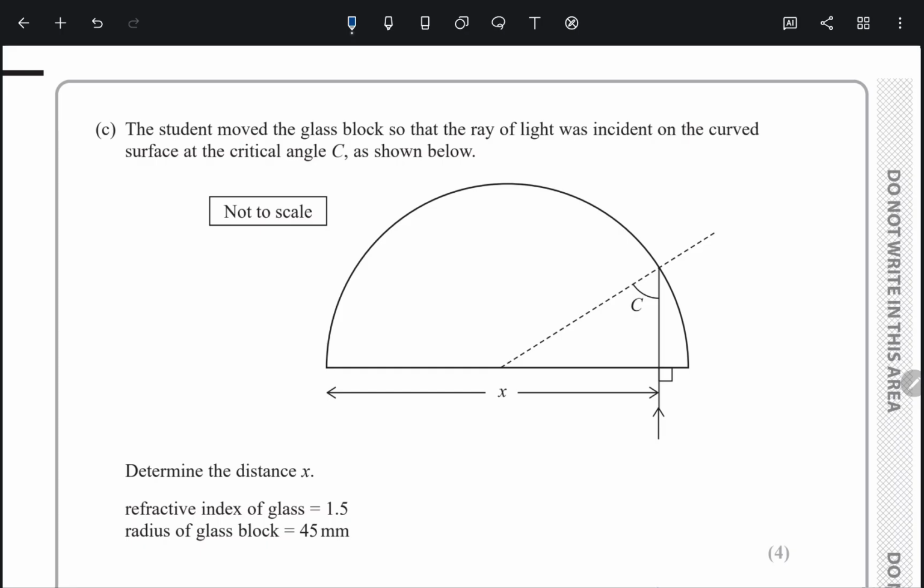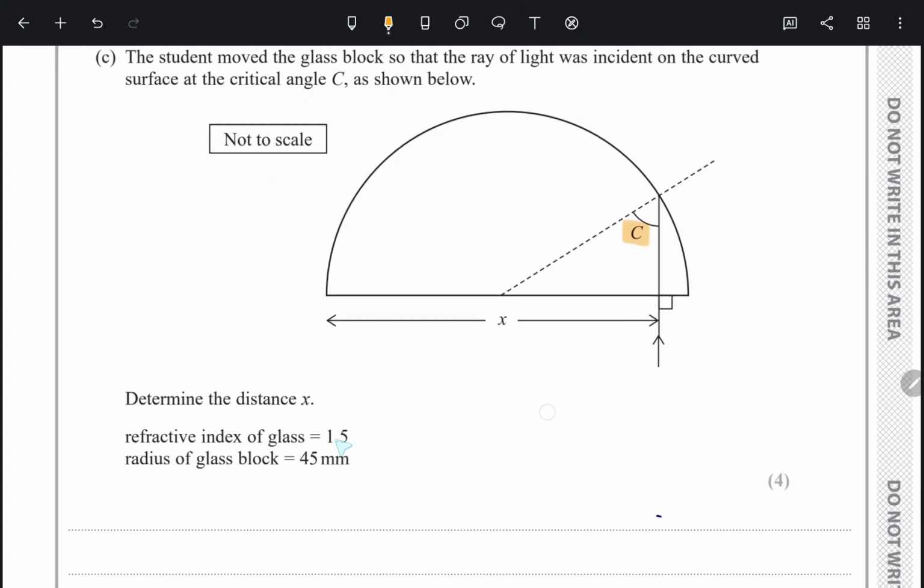Part C says, the student moved the glass block so that the ray of light was incident on the curved surface at the critical angle as shown. So the angle of incidence is now the critical angle. Determine the distance x. The index of glass is 1.5 and the radius of the glass block is 45 millimeters. So the radius is going to be 45. I'll write this as O, that's our A, and the point where the light ray hits the surface is going to be point B, and that's going to be point C.